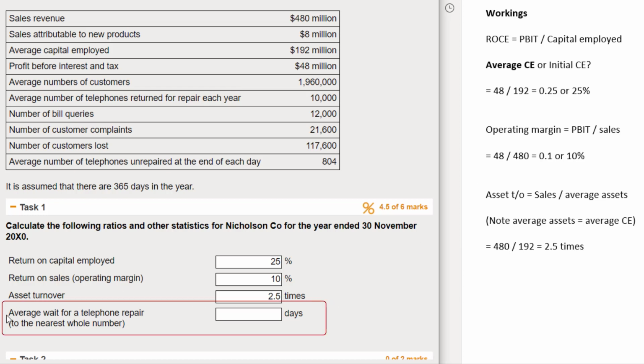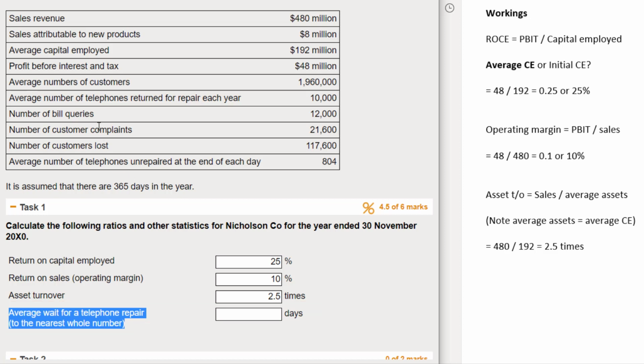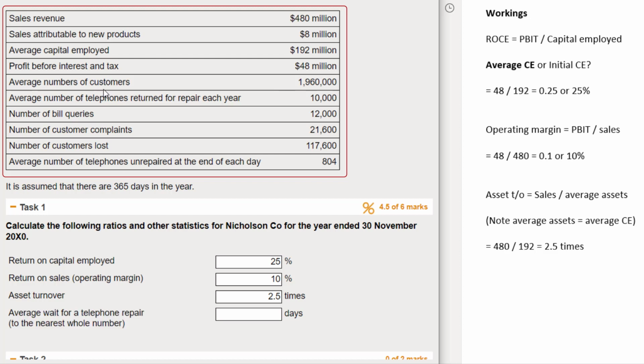On to the final question, the average wait for a telephone repair to the nearest whole number. So I'm going to have to look through my data here to find anything that looks relevant to telephone repairs and waiting. Okay, so this number is going to be relevant. The average number of telephones that are returned for a repair each year of 10,000. So I get 10,000 returned per year.